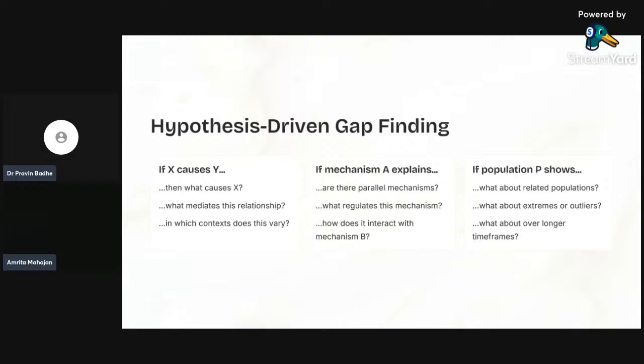Then, what about longer time frames? This adds a dimension: does the finding change or reverse over time? According to time, is it changing, or is it staying in the same place? So these are all the findings that you can make by applying hypothesis-driven gap finding.